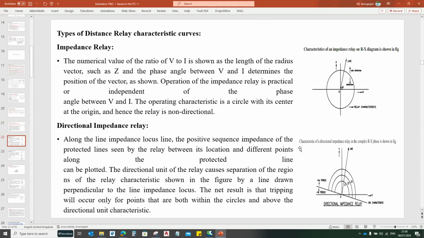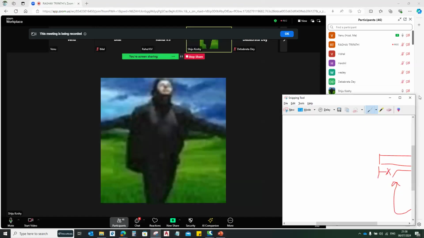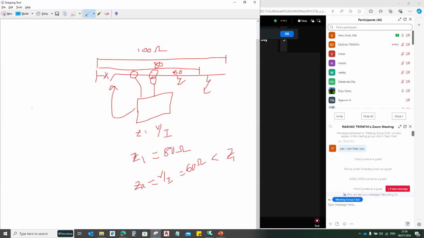How can we define the predefined value settings? If you check the distance relays, there will be zones of protection: zone one, zone two, zone three. You are having the transmission line, which may be an ACSR conductor, and the manufacturer will give the total impedance of the transmission line based on the conductor material.